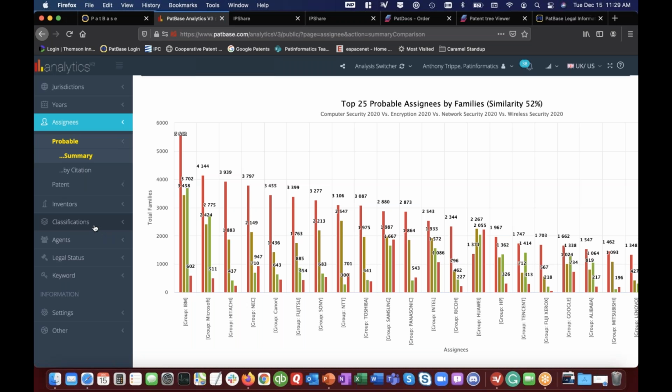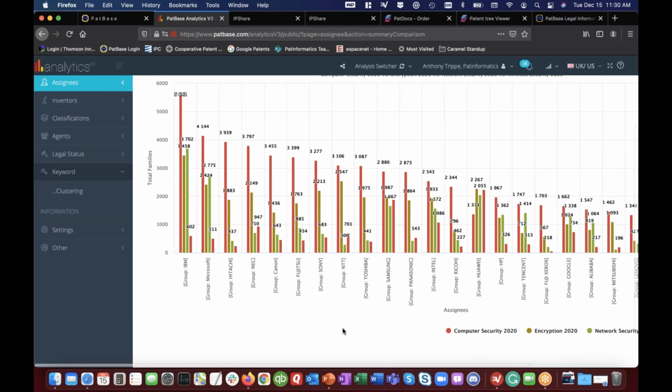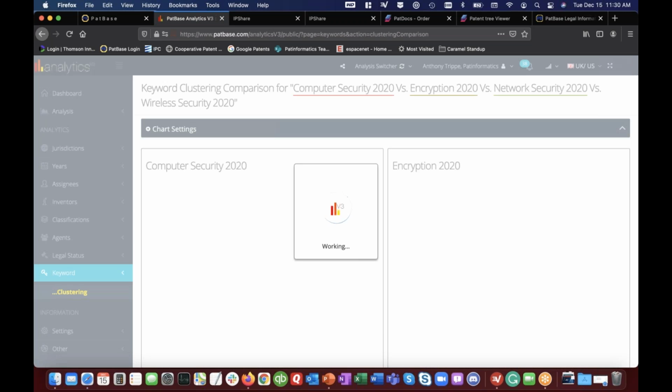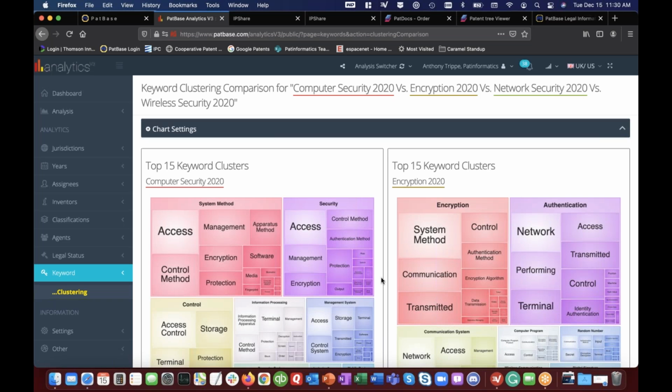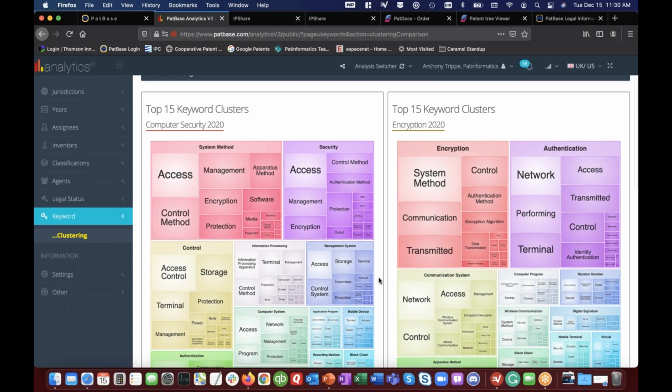And then of course we've got all these other areas that we can look at over on this side, including the keyword, which I think is really pretty cool too. If I come over here to this clustering, again, because it's broken out by category, I can look and say, well, okay, which keywords are unique to each of these, and which ones are shared across them.